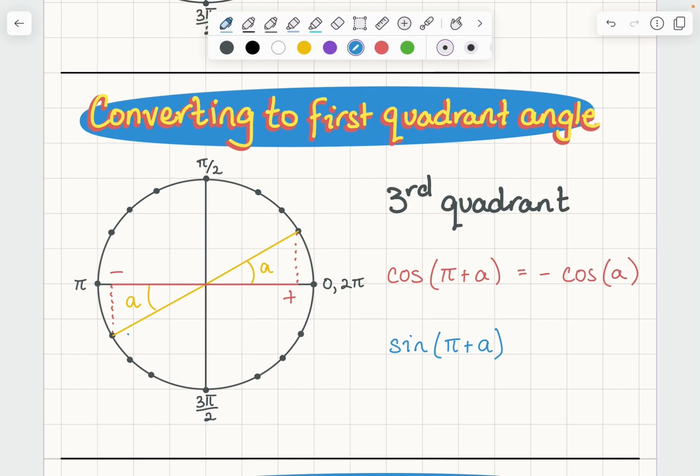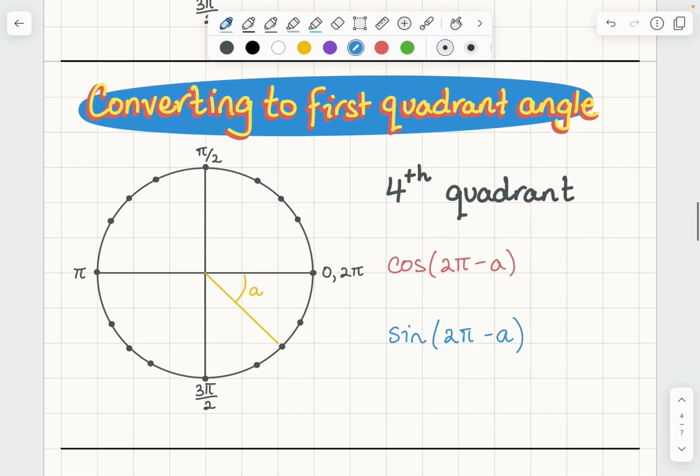Let's look at sine. Let's project the angle that we're actually looking for onto the y-axis. I can see that is negative. So when I convert to a first quadrant angle and project, I get a positive value. Now that's not what I want. I want a negative, so I need to introduce a negative and then write sine of the first quadrant angle.